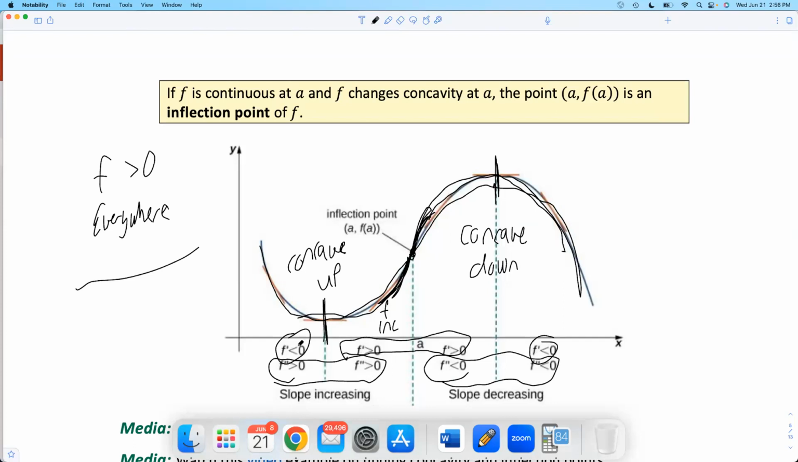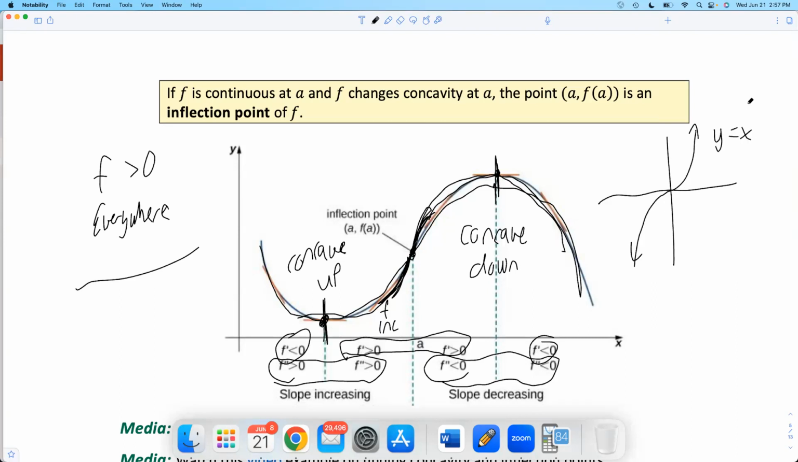Where the derivative switches from positive to negative, you have local maxes and mins. Right there, the derivative changed from negative to positive. Here, the derivative changed from positive to negative. Where the second derivative switches from positive to negative, you get inflection points. You won't always have inflection points. The classic example of a place where you do have an inflection point is x cubed.